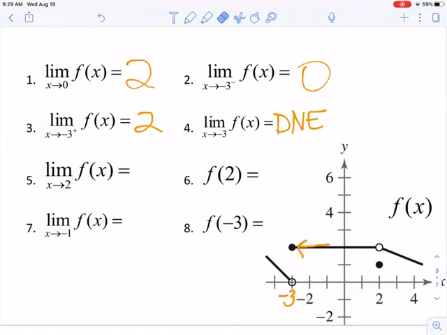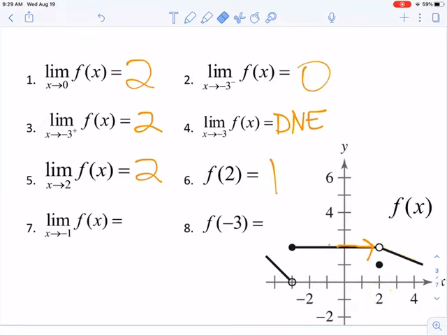Okay. The limit as x approaches 2, here's 2. From both sides, it needs to match. It looks like we're approaching that hole, which has a y coordinate of 2. But then our function value is our closed circle, which is at 1.